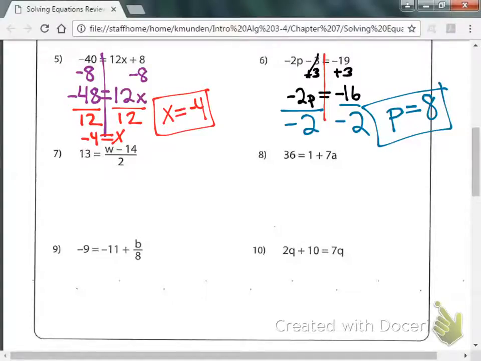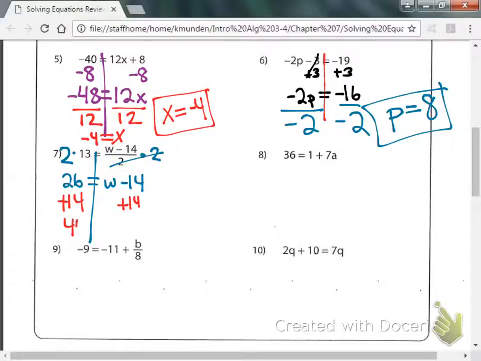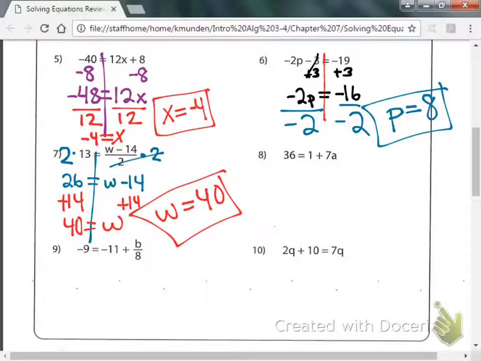Alright, number 7 is another bodyguard problem, so we got to undo that big dividing by 2. You undo a big dividing by 2, which is a regular size multiplying by 2. So 2 times 13 is what we have in the front, that's 26. Equals w minus 14. How do you undo subtracting 14? You add 14. So that's 40 equals w, which you might want to rewrite as w equals 40. Or not. It doesn't matter. If you want to circle this, great. If you want to circle that, great.